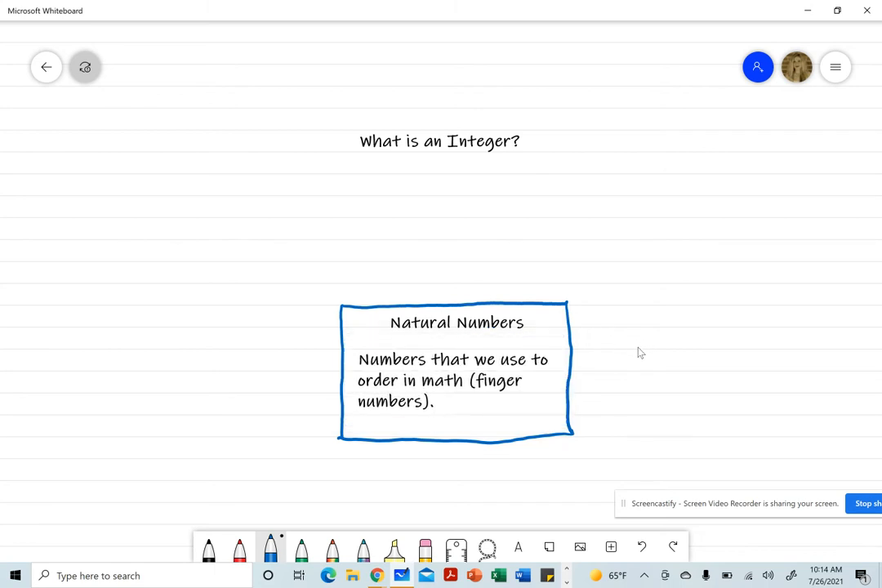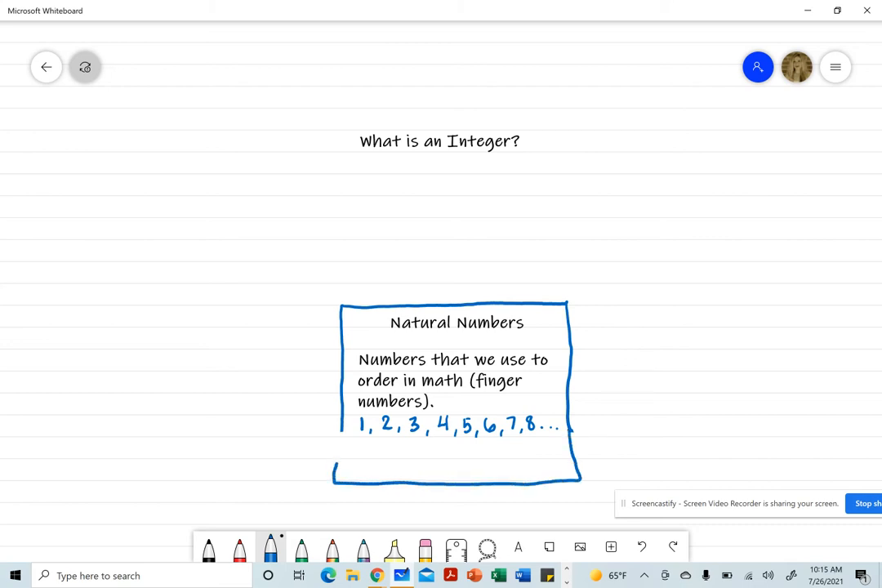So the smallest natural number that can be represented on our fingers is 1. We can hold up one finger to represent 1. We can hold up 2 fingers to represent 2. 3 fingers, 3, 4, 5, 6, 7, 8. We get the idea. What we cannot have, I'm going to actually make my box just a tad bit bigger.